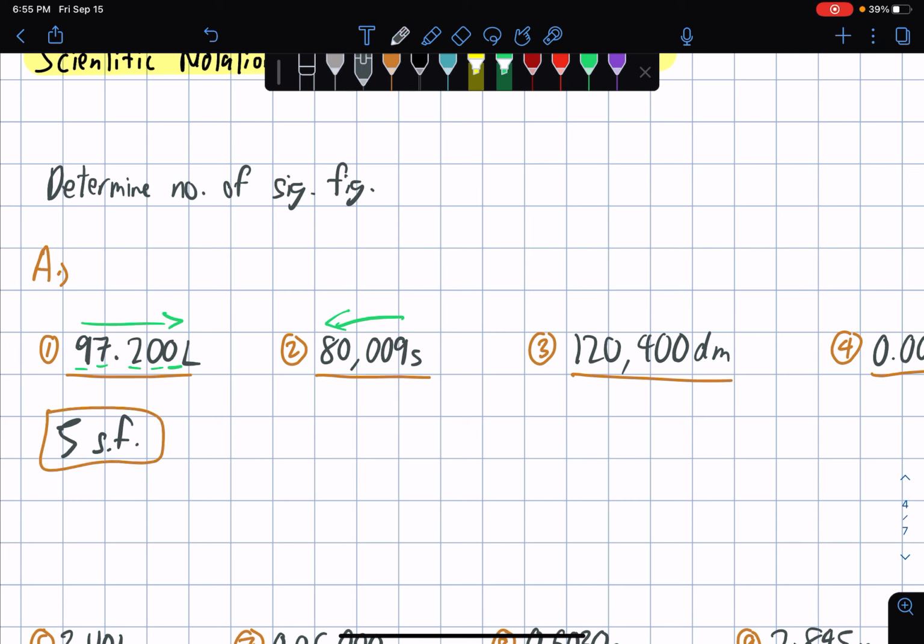For number 2, we read from the left. I mean, to the left.